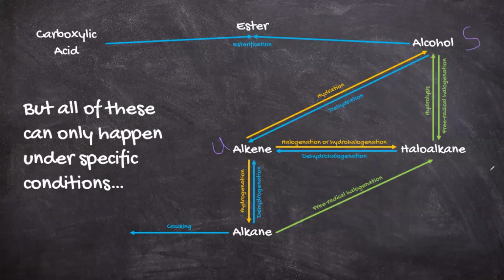Alcohols and haloalkanes and alkanes are all saturated. Carboxylic acids are saturated, and so are esters. So everything in this reaction scheme is saturated except for your alkenes.